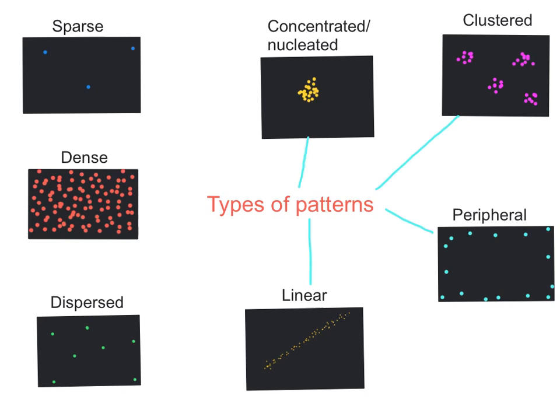Linear is where a pattern is in a line, and you can see the word line in linear. Dispersed is where something is spread out, no particular pattern there. Dense is when there is a lot of something in one area, and sparse is when there is not a lot of something in one area. So those are the types. Now let's look at some examples.